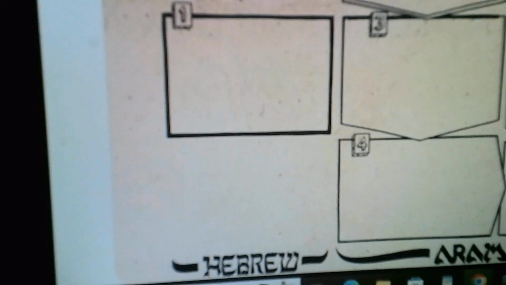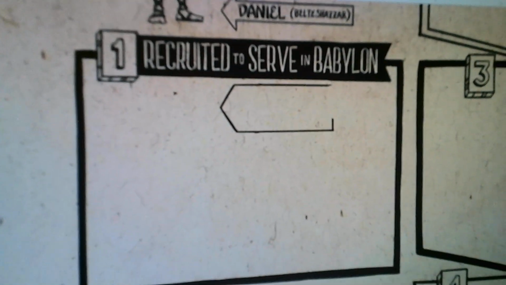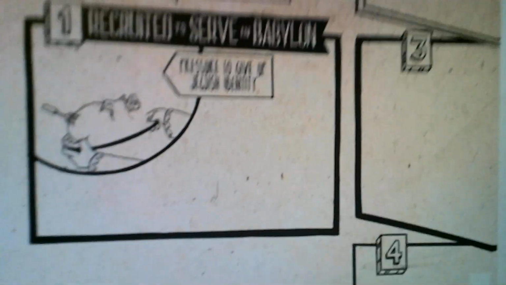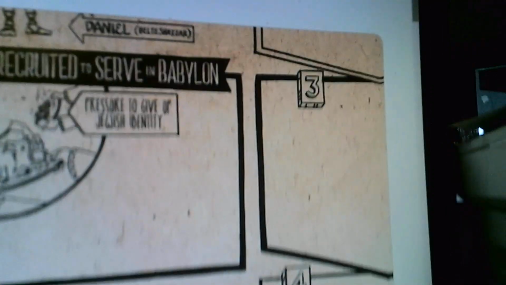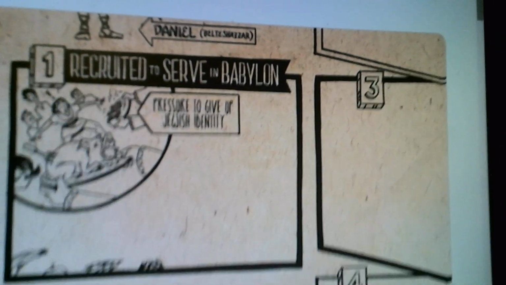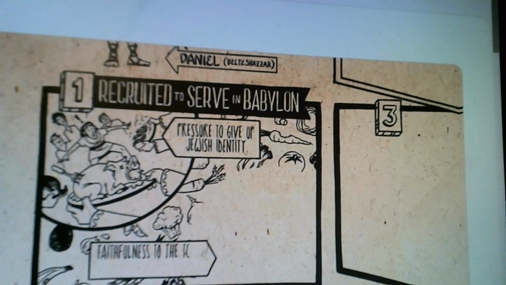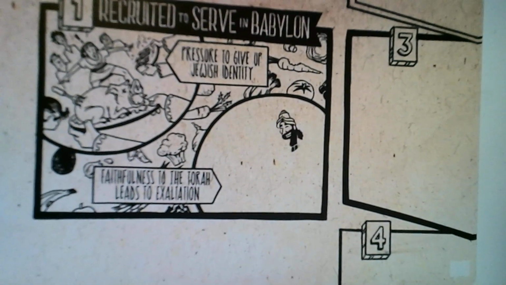Let's just dive in. Chapter 1 introduces the basic tension of the first half of the book. Daniel and his friends, they're really wise and capable, and they're recruited to serve in the royal palace of Babylon. But they're pressured to give up their Jewish identity by living and eating like Babylonians and violating the Jewish food laws found in the Torah. So they refuse, and they choose faithfulness to the Torah, and that puts them in danger. But God delivers them, and they end up being elevated by the king of Babylon.